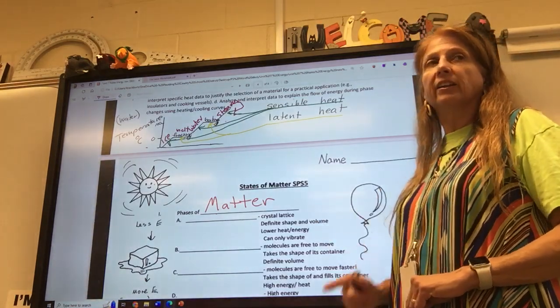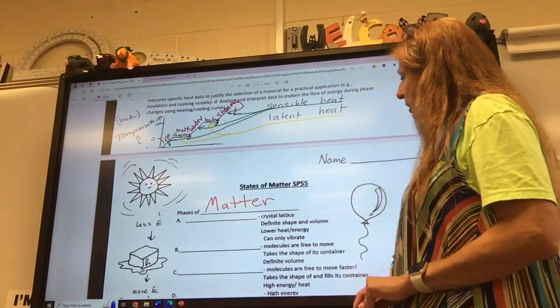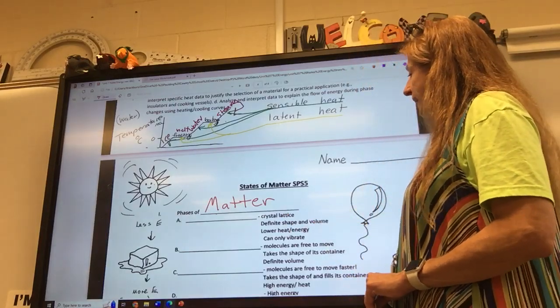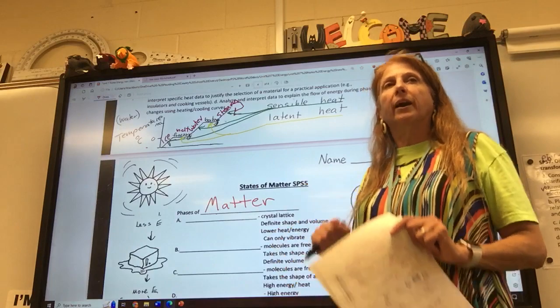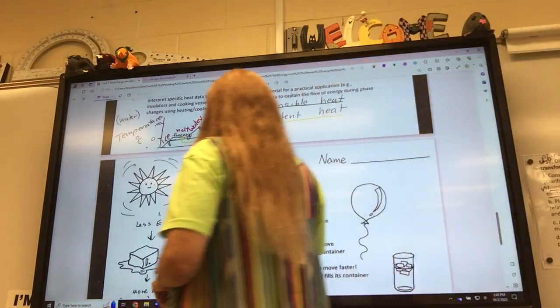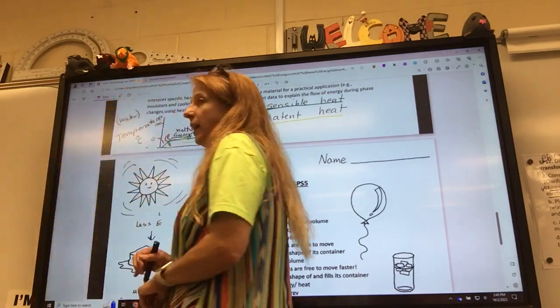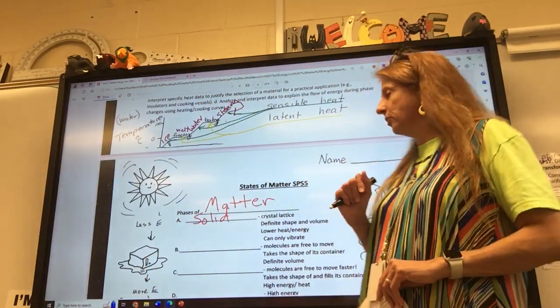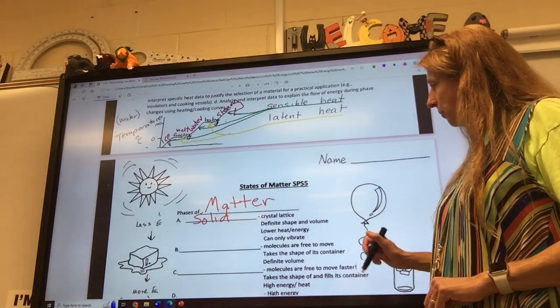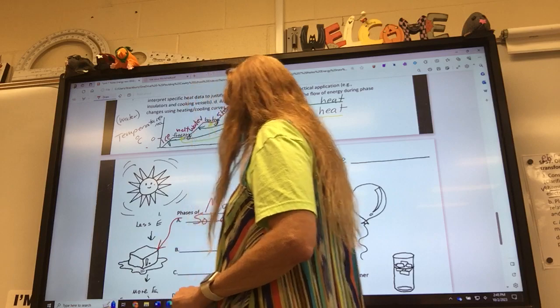Which one, solid, liquid, gas, or plasma, has a crystal lattice, a definite shape and volume, lower heat and energy, and can only vibrate? Which one do you think that is? Solid, liquid, gas, or plasma? It is solid, yes. Y'all are great. Okay, so now we have liquid, gas, and plasma to choose from. So solid is my ice right there, okay?